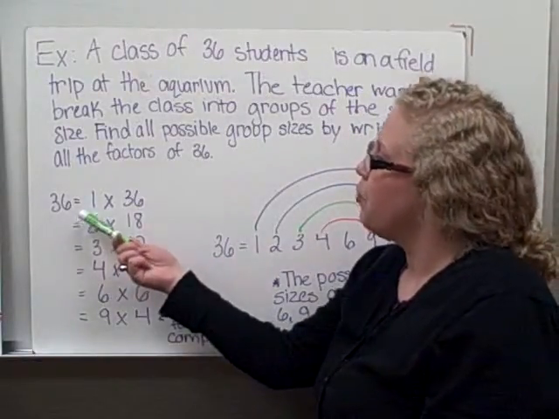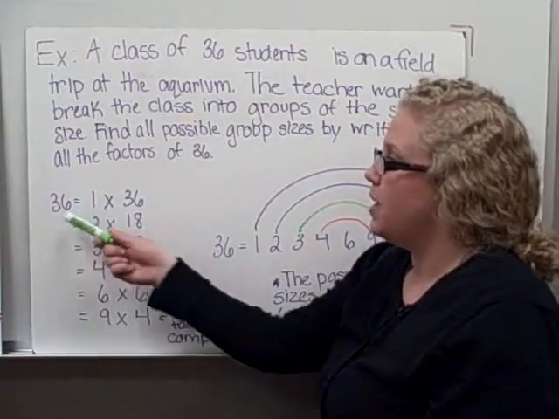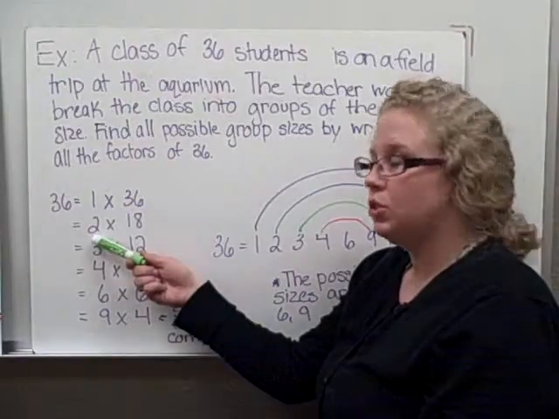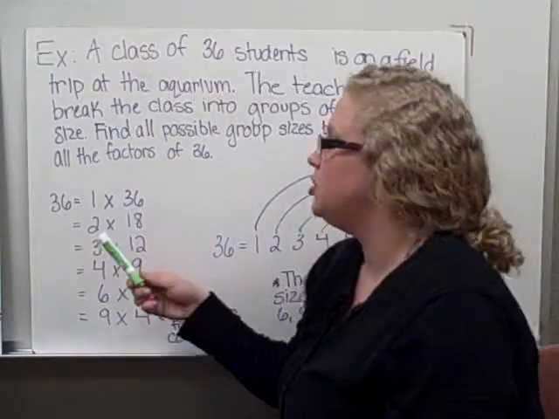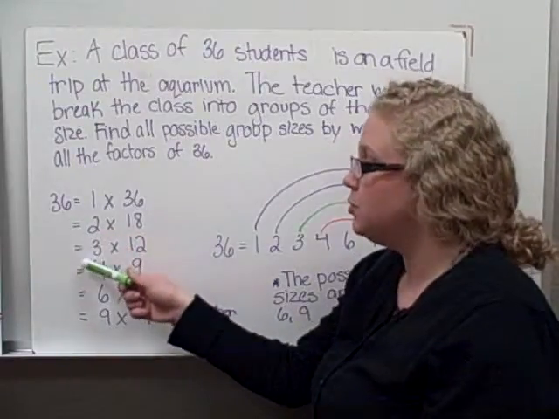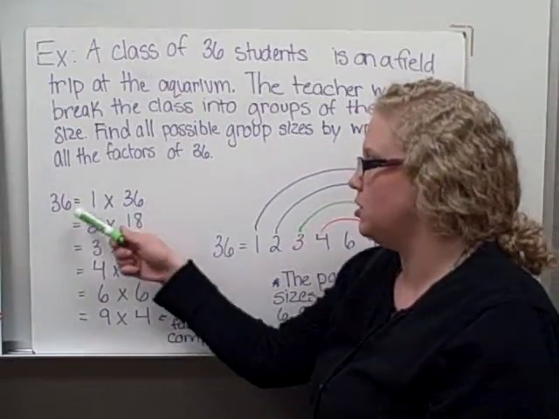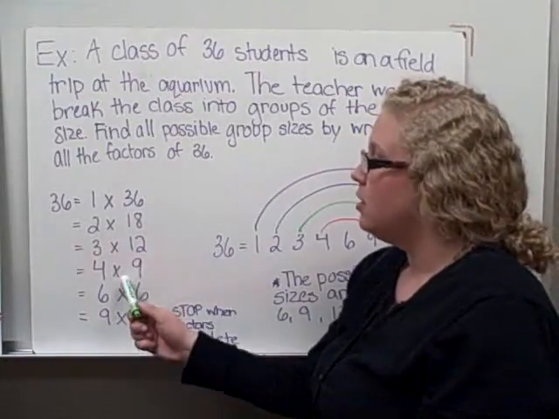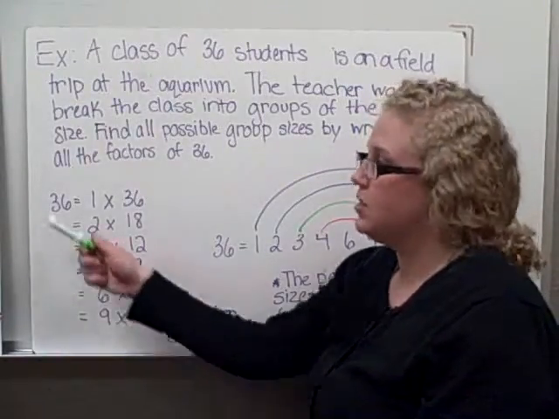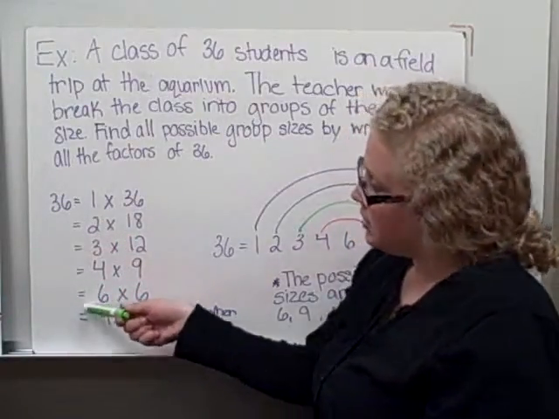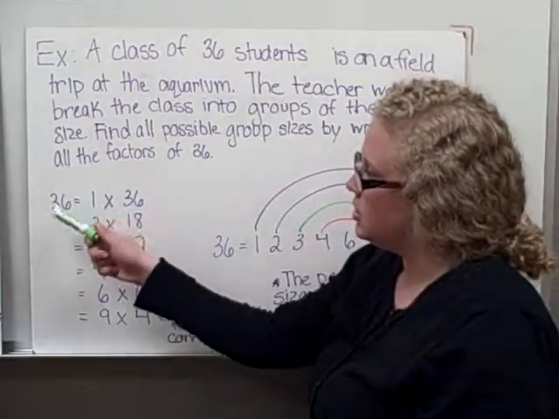You start with 1, and 1 of course is multiplied by itself, so 1 times 36. Now we check the next number, 2. 2 times 18 is 36. Now after 2 we check 3. 3 times 12 is 36. Now let's check 4. 4 times 9 is 36. We check 5. 5 does not go into 36. So we check the next number, which is 6. And 6 times 6 is 36.